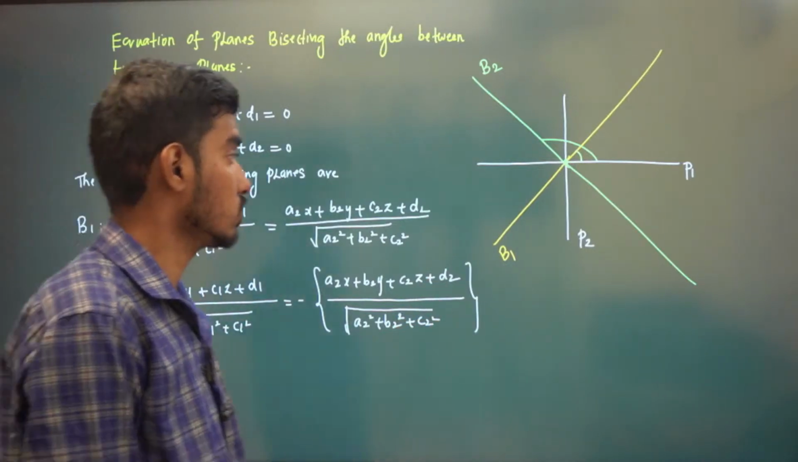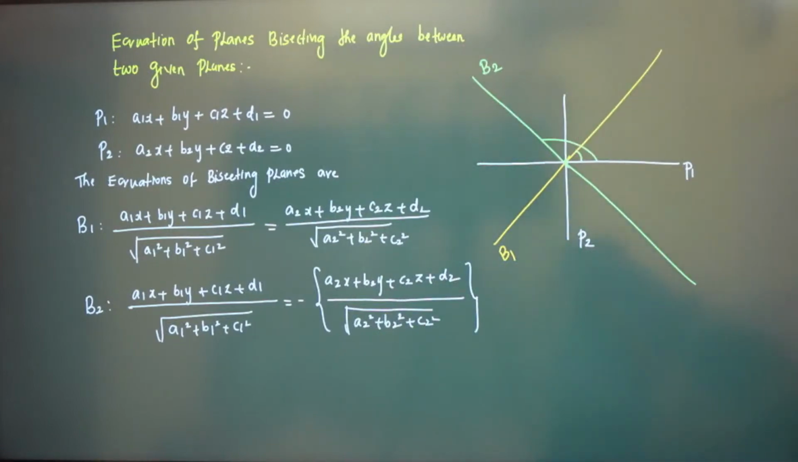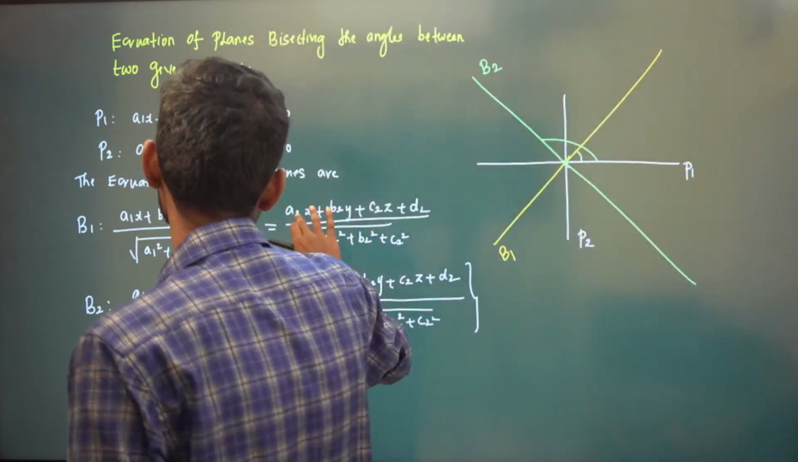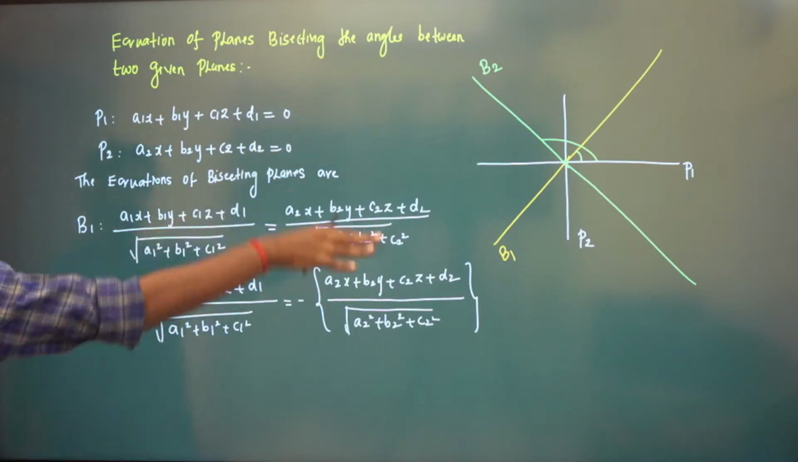Very easy concept, right? So the equation of B1 and B2 is given by: you just write the plane and divide by its magnitude. This is the formula for B1 and B2. This is the equation of B1 and B2.